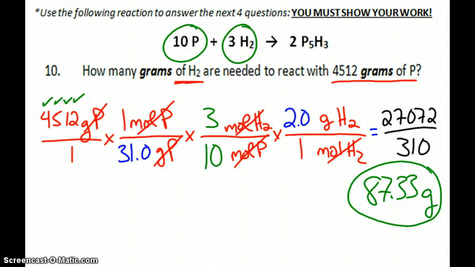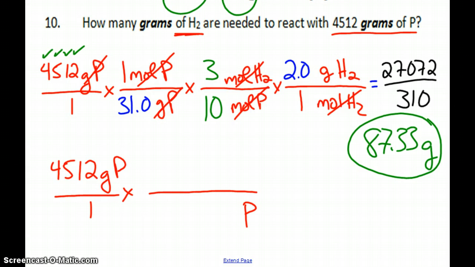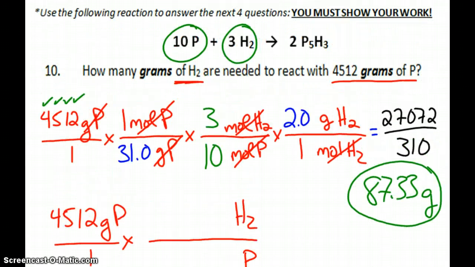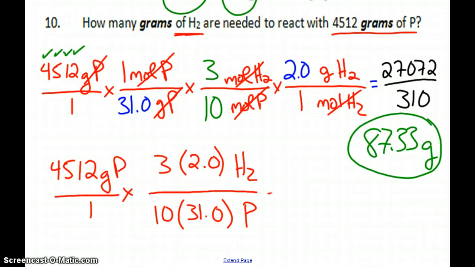Remember, if you're doing the shortcut, I start with the 4,512 grams of P, and then P is on the bottom, and I'm switching to H2 on the top. I follow the recipe. 10 P's from my equation, so 10 times 31.0. And then for hydrogen, 3 of the H2's, 3 times 2.0, and I get the same calculations on the top, the same numbers, and the same answer.